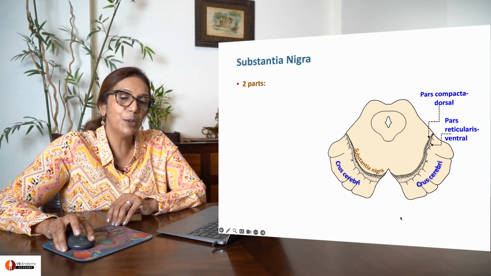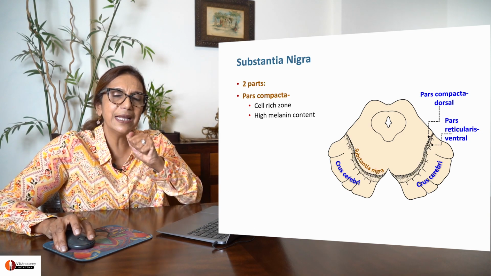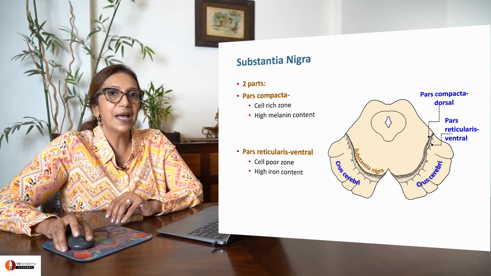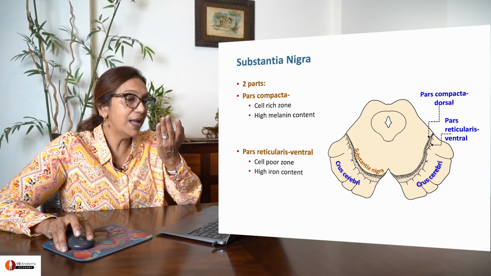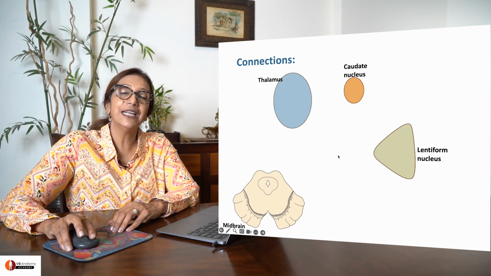Let's learn a little bit about each of them. Pars compacta is a cell dense zone, very densely packed cells, high melanin content. Pars reticularis is a cell poor zone, high iron content. Some basics. Now we're going to learn about the connections.